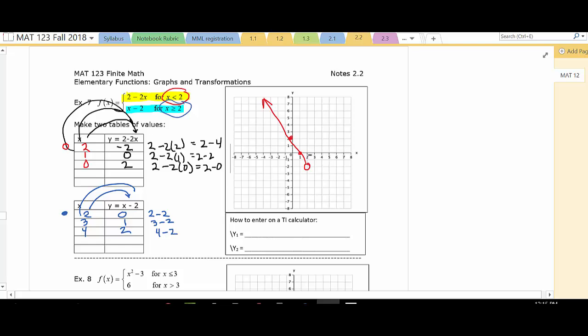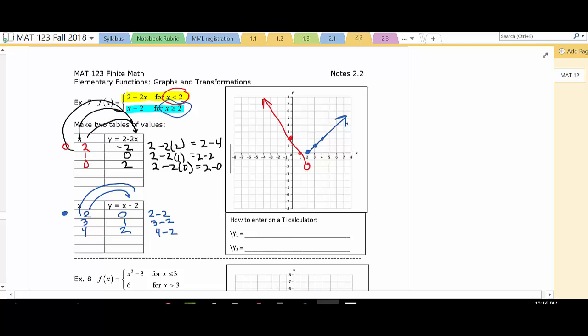So you're going to go over 2, put a solid dot there at the point (2, 0). Plot (3, 1): go over 3, up 1. Then plot (4, 2): go over 4, up 2, and then go to the right like that. So that's what your graph looks like.